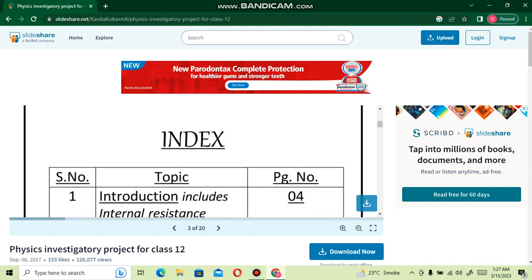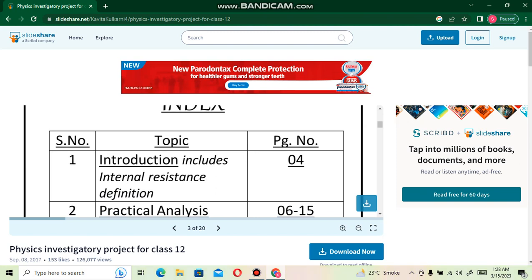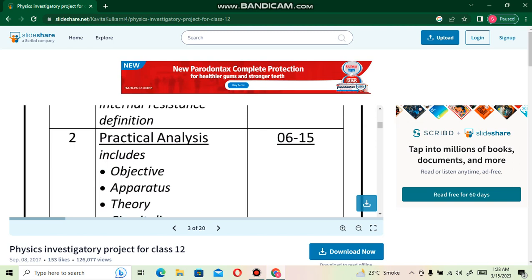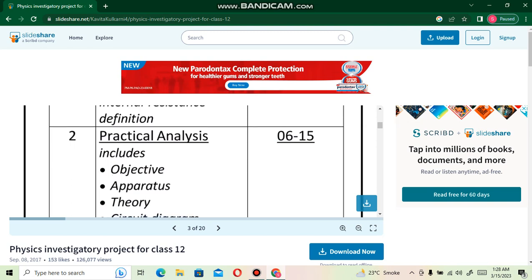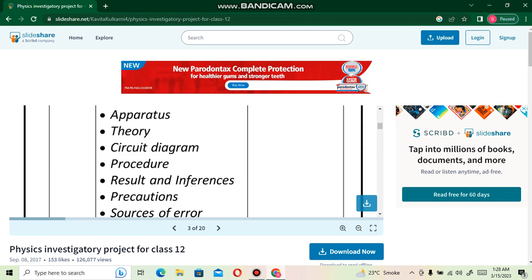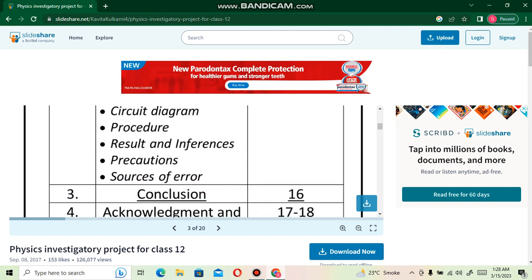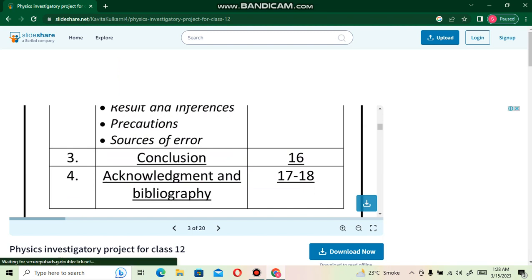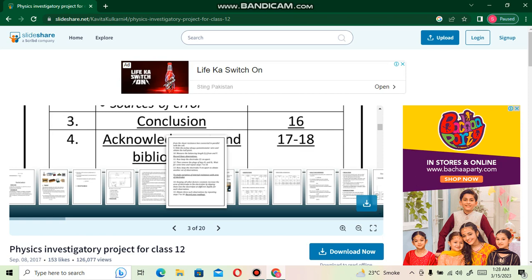Index. Introduction, which includes the definition of internal resistance. Practical analysis, which includes objective, apparatus, theory, circuit diagram, procedure, sources of error, conclusions, acknowledgement, and bibliography.